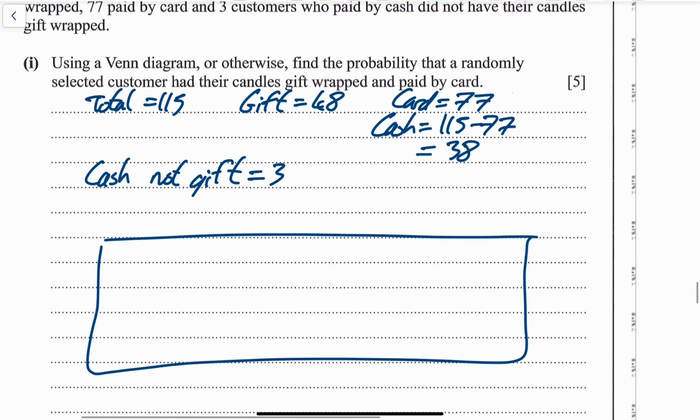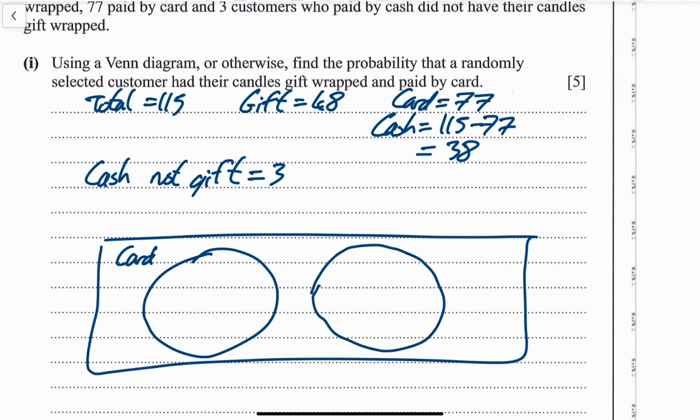So when I was talking to them, right, we had your card circle, and card and cash, these things aren't even touching, so there's no overlap. Card and cash have no overlap. And then weirdly, you have another one here, the middle circle, which is for gift wrapped. Okay, so you've got gift wrap, you've got card, and you've got cash. So it's a very weird Venn diagram.